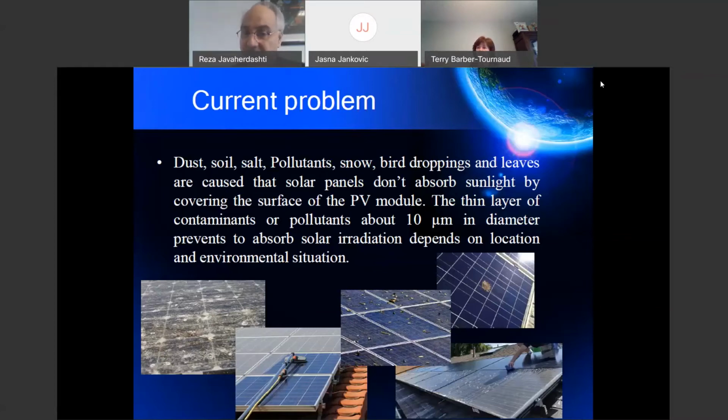Photovoltaic solar panels can be covered by dust, soil, salt, many things. And this can actually reduce their efficiency in producing power, in producing electricity. Even a thin layer of about 10 micron in diameter can basically make things go wrong for a solar irradiation system. Let me give you an example why this is a serious issue.